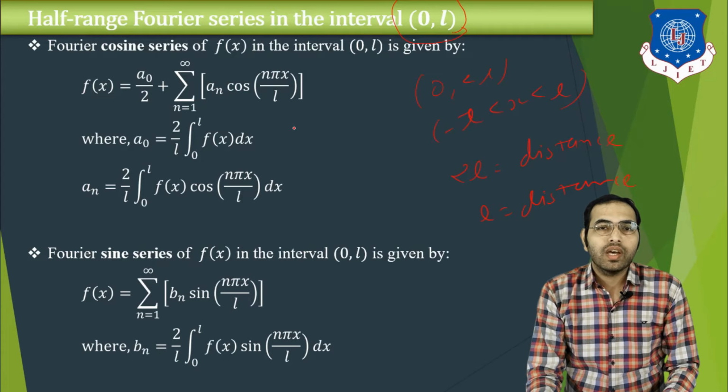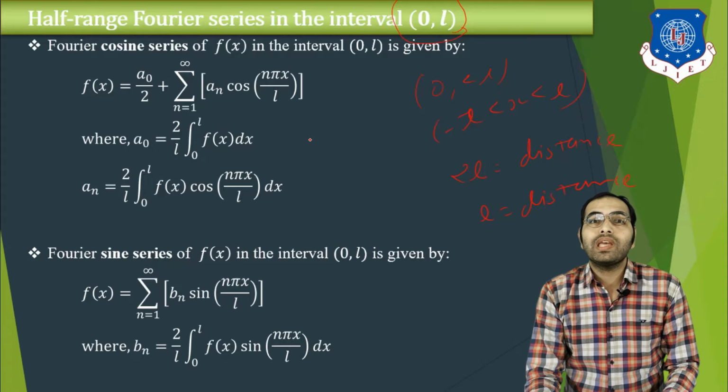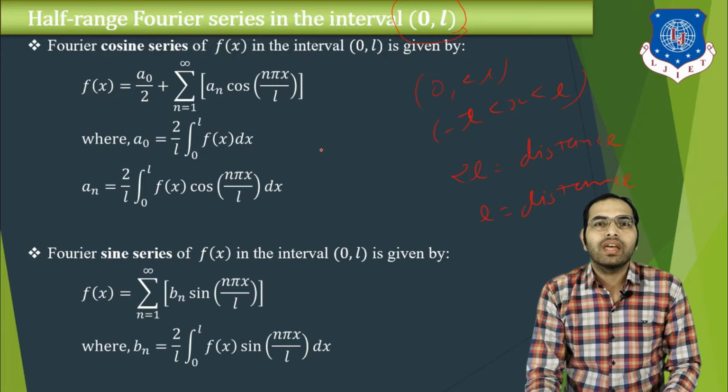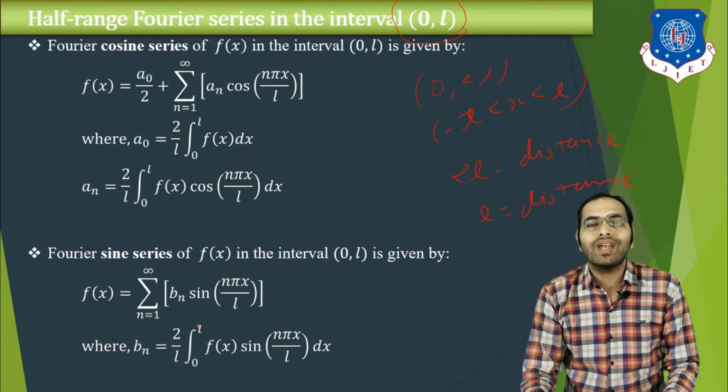In our earlier lecture, we learned about even and odd functions. Whenever we apply an even function, the value of bn is 0, and whenever we apply an odd function, then a0 and an are 0. Similarly, whenever we find the cosine series, we find just a0 and an, and whenever we find the sine series, we find only bn.